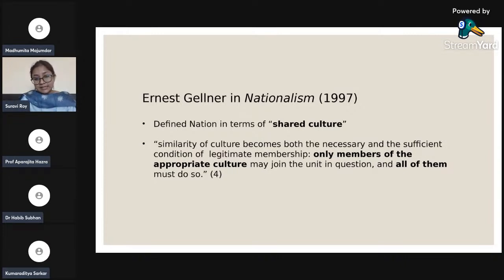And he says that the second scenario, where there is economic disparity between the two communities but also dissimilarity in culture, those two communities are more likely to become or form two different nations rather than stay together as one nation. So again, the idea is bringing together a group of people. So for Gellner, it is the shared culture.